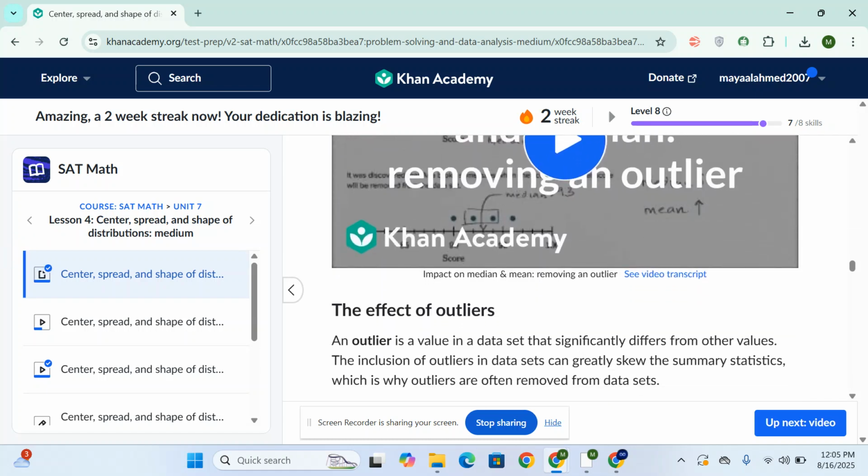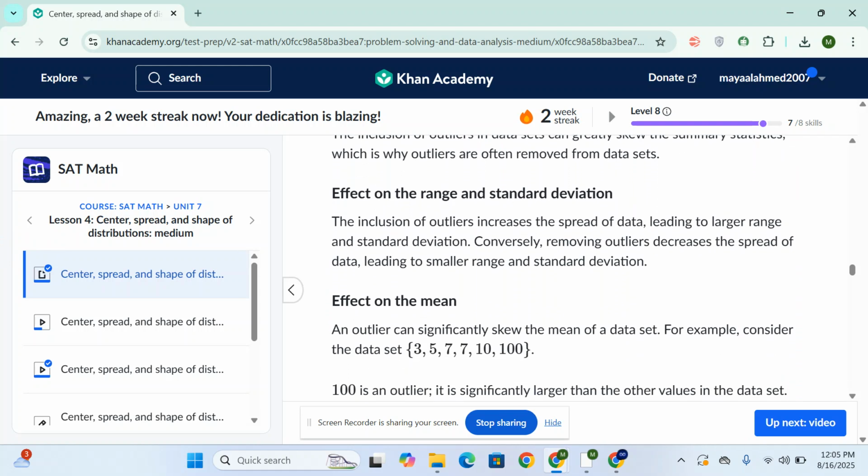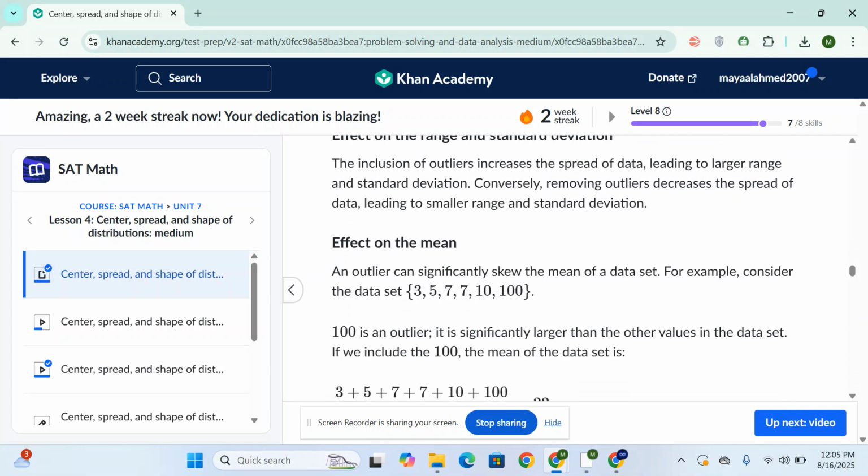Then we have removing an outlier. An outlier is a value in a data set that significantly differs from the other values. The effect this has on the range and standard deviation is that the inclusion of outliers increases the spread of data, which leads to larger ranges and standard deviations. Conversely, when you remove outliers, it decreases the spread of data, which leads to smaller ranges and smaller standard deviations.